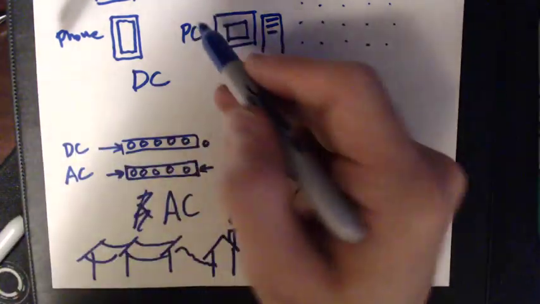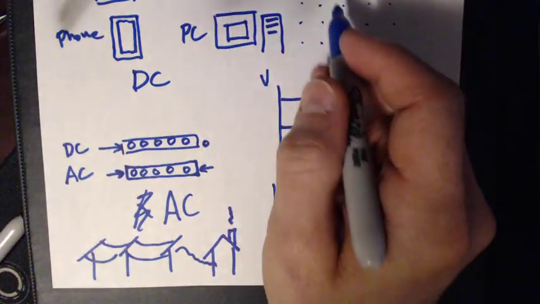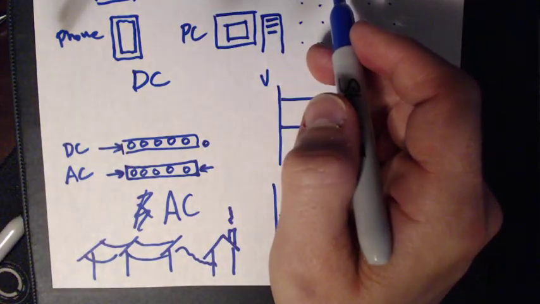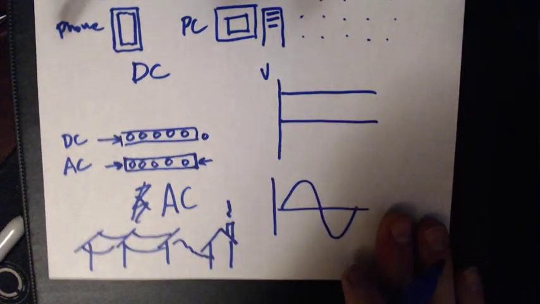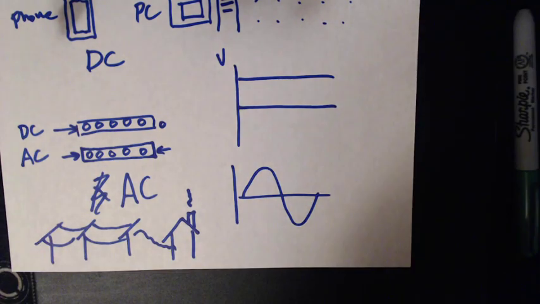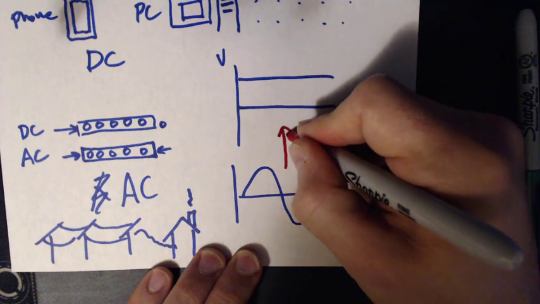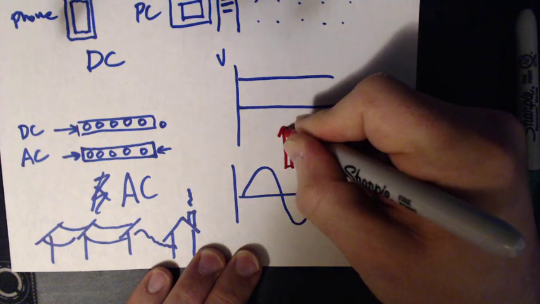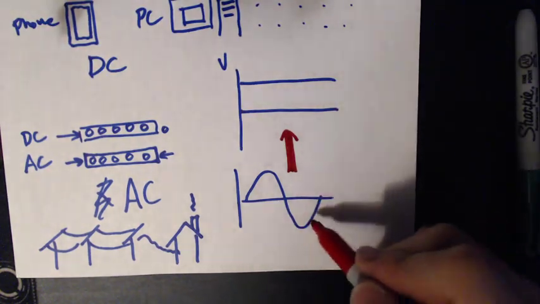But DC is horribly useful for my laptops, phones, PCs, and all my digital devices and appliances and everything that makes the world great today. So I have to be able to take this AC and turn it into DC. I need a process to do this.